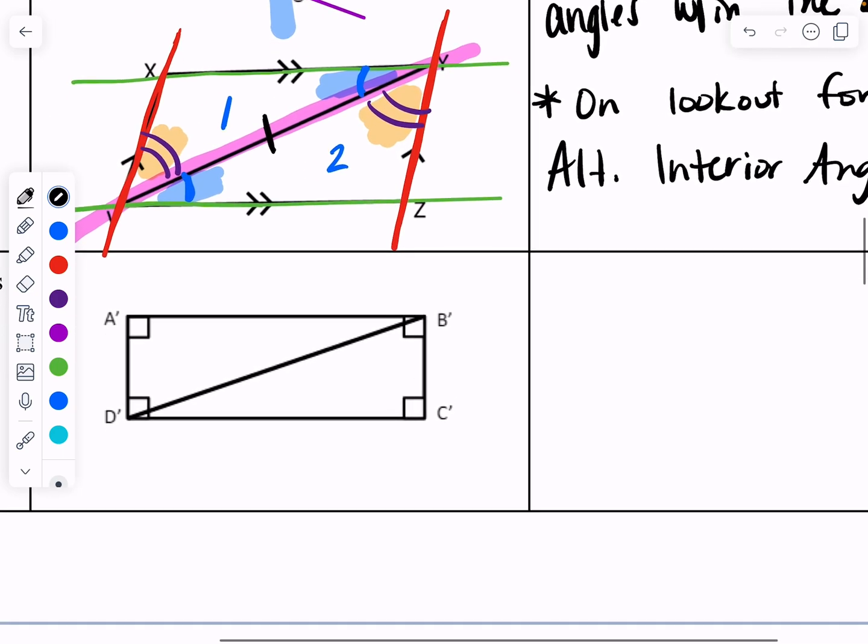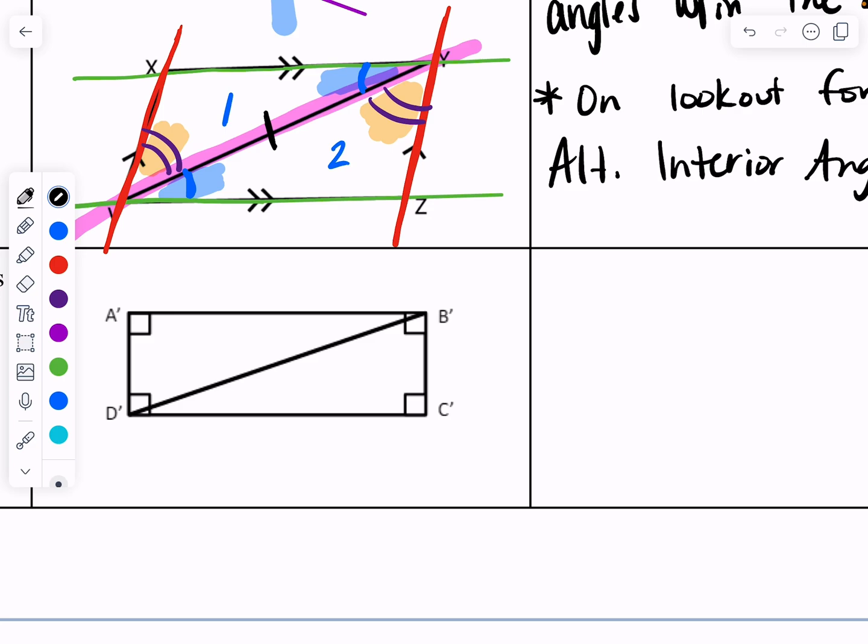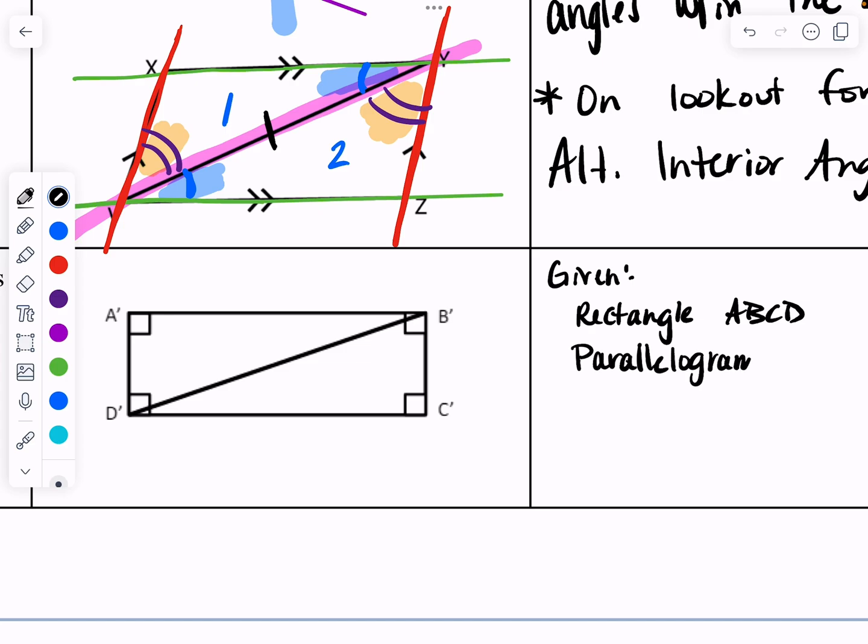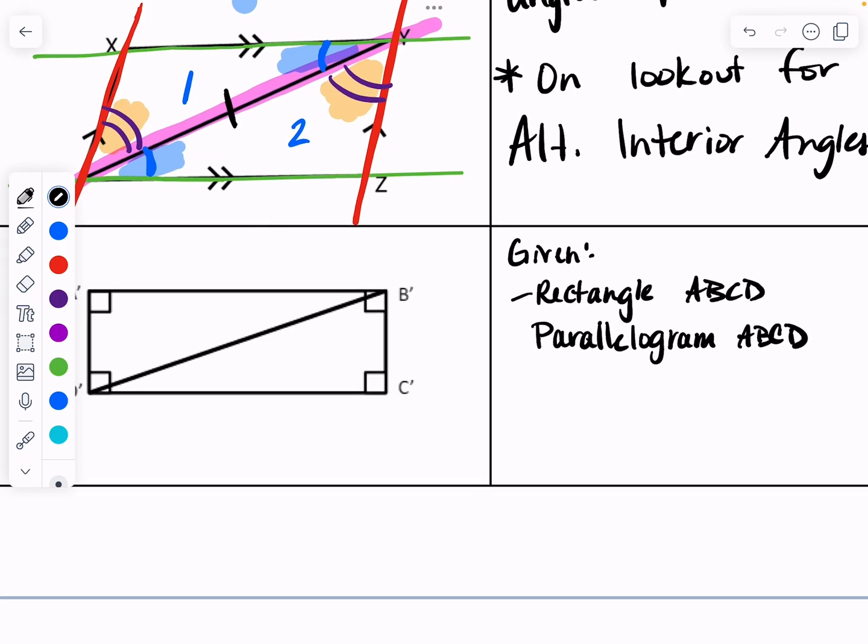Last but not least, you're going to be able to use properties of quadrilaterals to help you. So sometimes you'll be given something like "given rectangle ABCD" or "parallelogram ABCD." So you can use some of the characteristics from these to help you prove things.